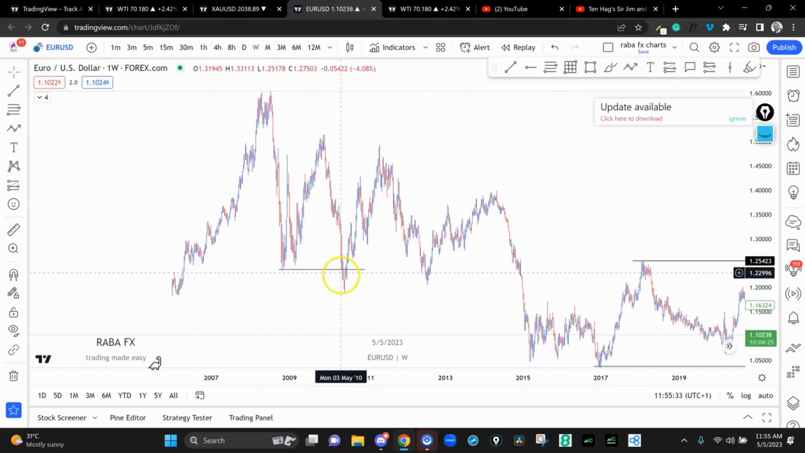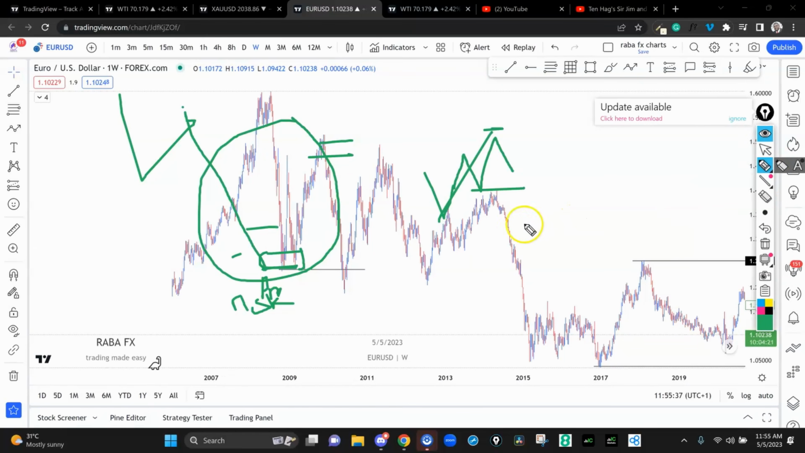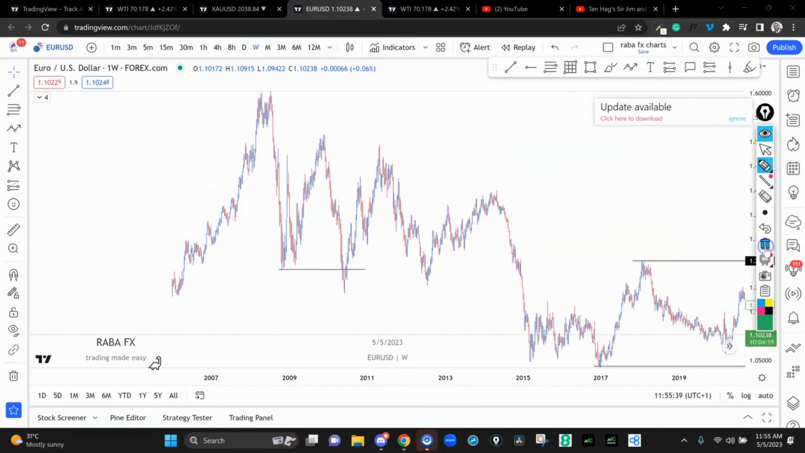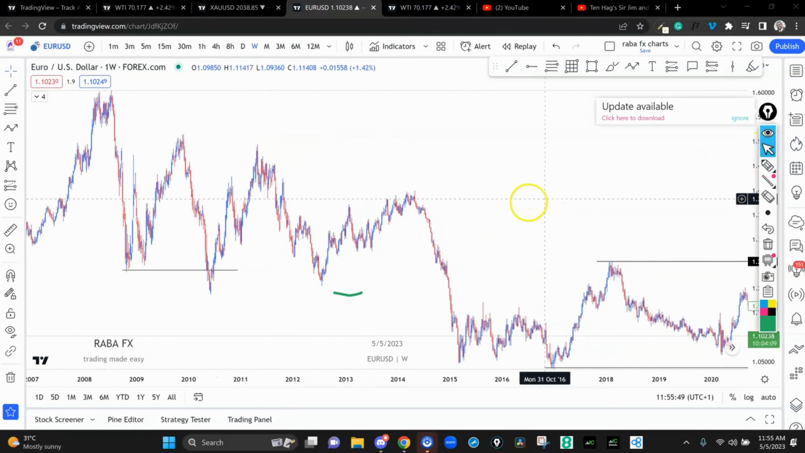So in this case here, this is the low that we need the market to take. Okay, this is the low we need the market to take. Now price moves up. Let's zoom in and see what took place there.